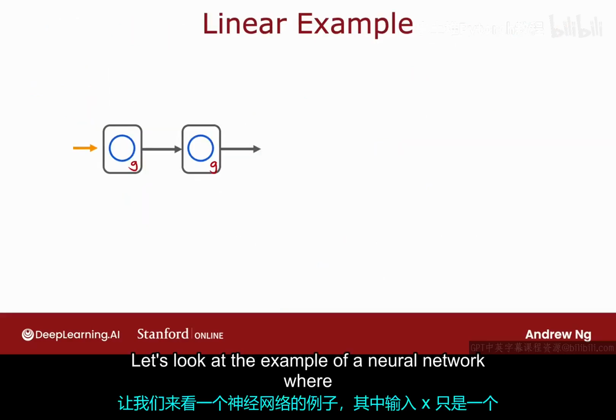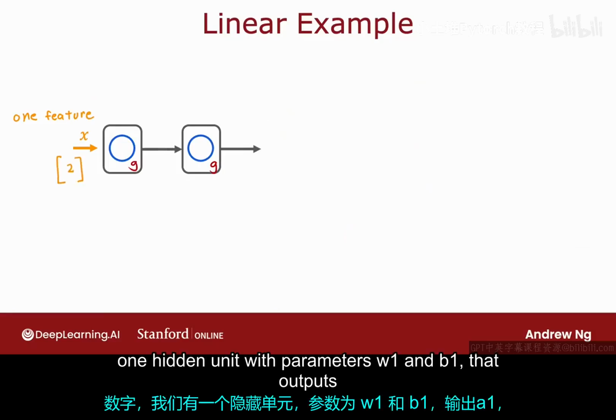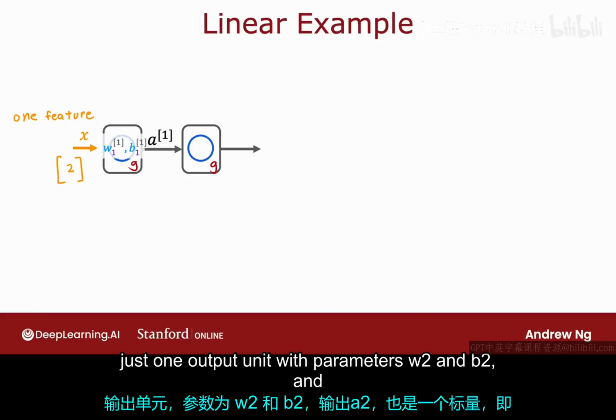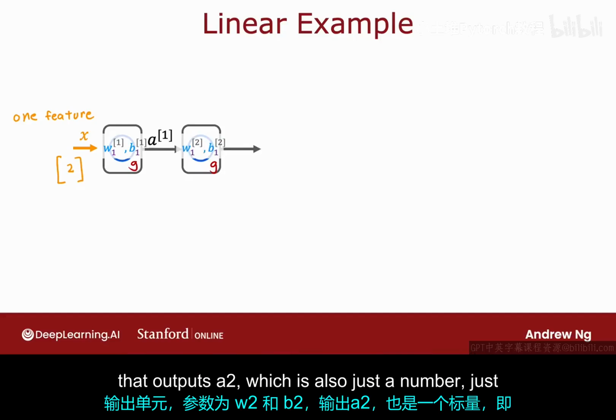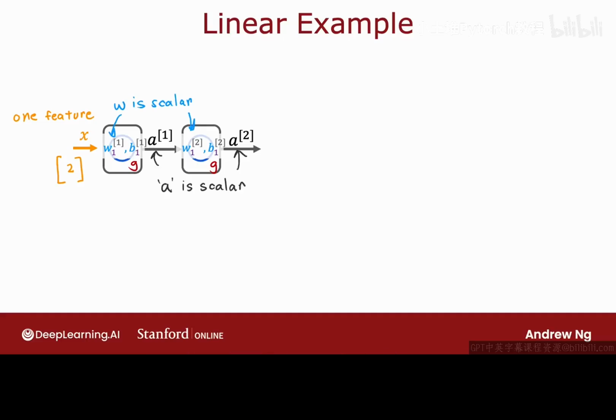Let's look at the example of a neural network where the input x is just a number, and we have one hidden unit with parameters w1 and b1 that outputs a1, which is here just a number. And then the second layer is the output layer, and it has also just one output unit with parameters w2 and b2, and that outputs a2, which is also just a number, just a scalar, which is the output of the neural network f of x.